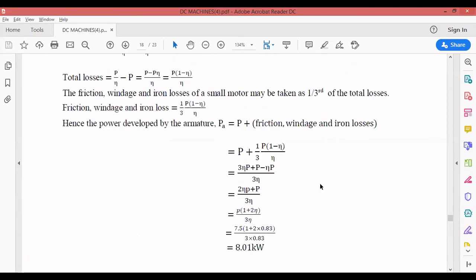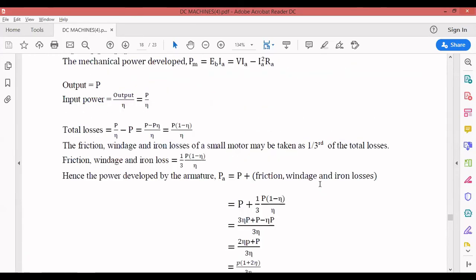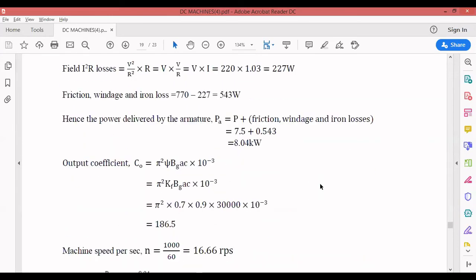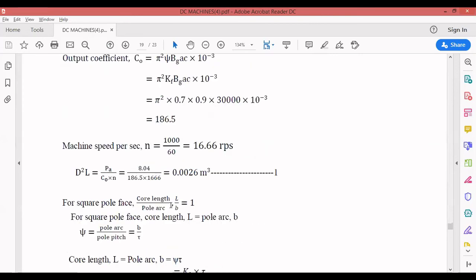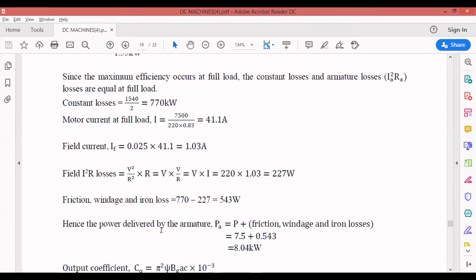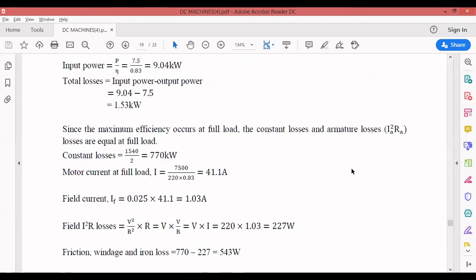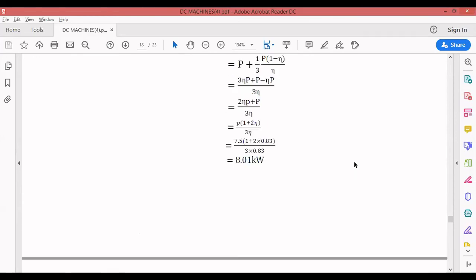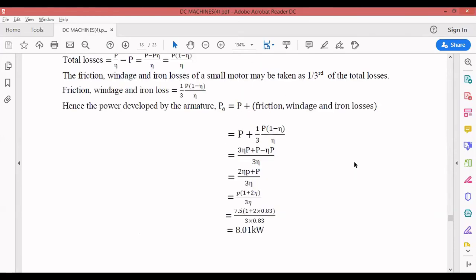See, the main thing I want to calculate is Pa. If I calculate Pa, then the remaining things, C0, D square L, and D and L, will be easier. So, how to calculate Pa? Pa means power delivered by the armature. I am going to specify two different techniques. Whichever you find easier, you can follow. Let us see the first technique.